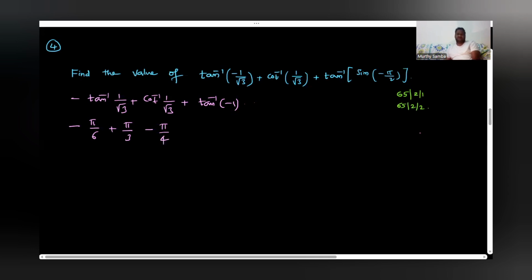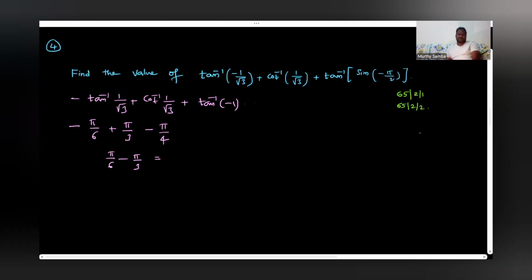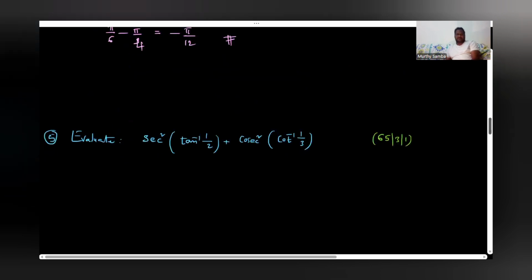So here pi by 3 minus pi by 6 minus pi by 4. So what is this equal to? This is 60 minus 30 minus 45, which is equal to minus 15. Minus 15 is nothing but minus pi by 12, right? That easy, we can answer the problem.